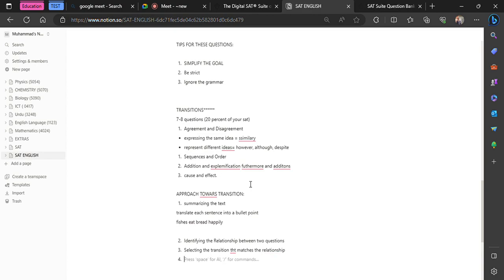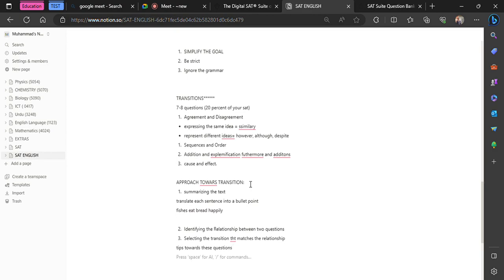Again, you have to select the one offered transition that matches the relationship we have identified, and you just try to plug the transitions into the blank. And if a specific transition creates the clearest meaning when placed in context, that's going to be the correct option. And the tips for these questions are going to be very simple, which include that you have to be flexible.